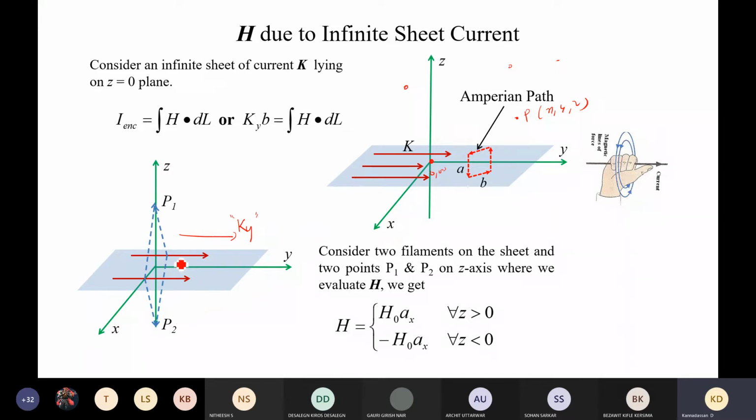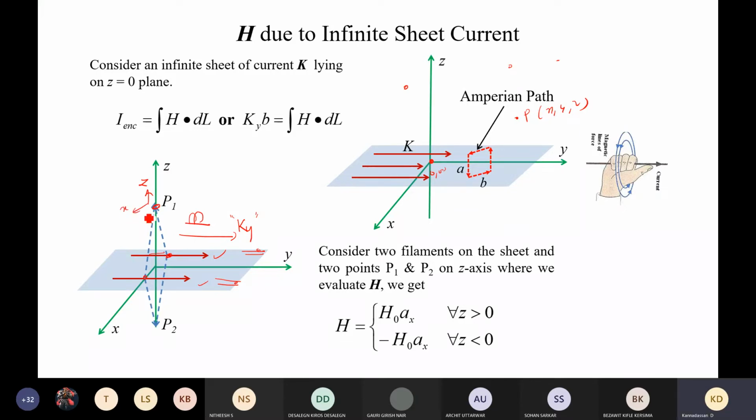In that case, if I take only two filaments, where a filament means a thin region, nearly zero-width region, and consider the magnetic field due to them, then some of the terms will be cancelled. What terms will be cancelled? We have to apply the right-hand thumb rule, so only two components could be available. One is along the z direction, another one is along the x direction.